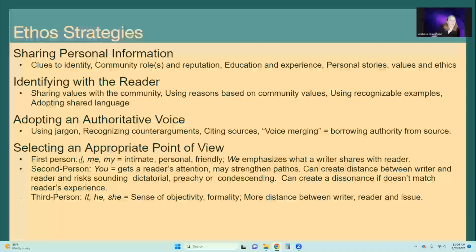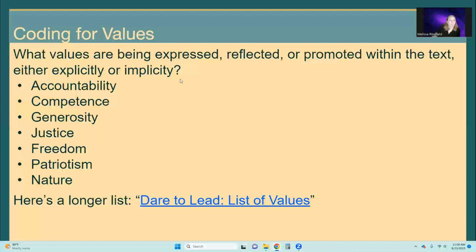Sometimes we can analyze for a point of view, for example, how often they use first person or second person. Coding for values can be really useful for making claims in your discussion section. So what values are being expressed, reflected, or promoted within the text, either explicitly or implicitly? Values like accountability or generosity, patriotism or nature. I've linked a list of values you could look at here. Again, something that you could Google to find your own lists.